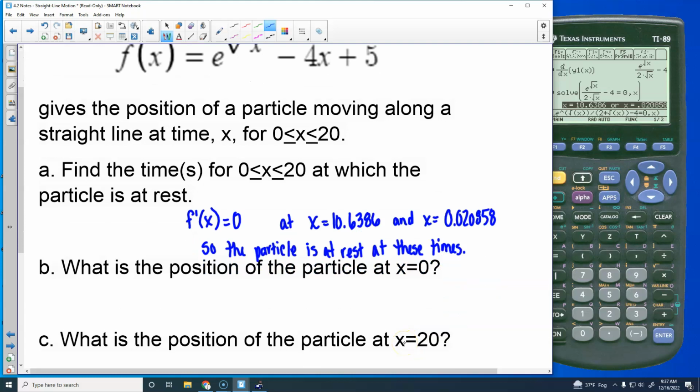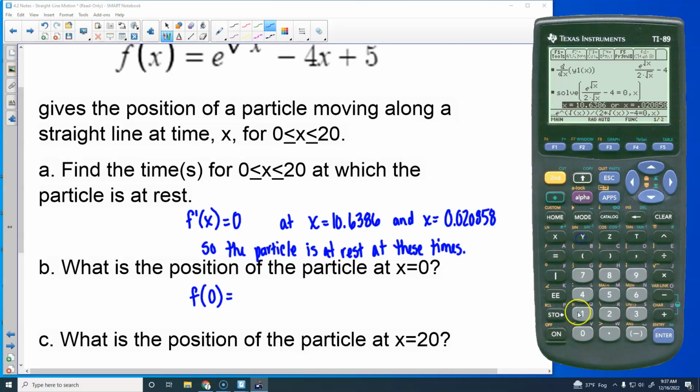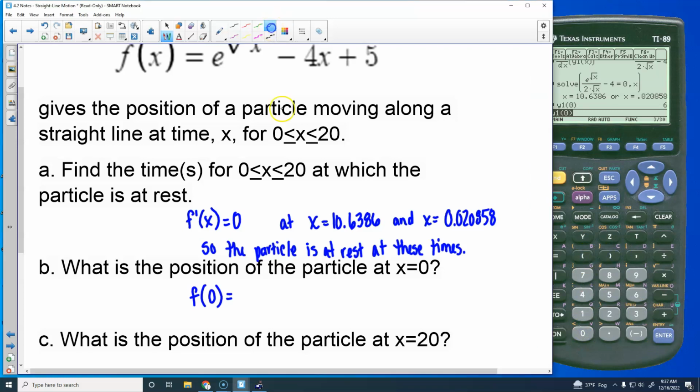All right. B says, what is the position of the particle at x equals 0? Plug in 0 to what? Original function. So we're going to do f of 0. Again, calculator active, you don't have to write anything down except for f of 0. Because you've already got this in y equals, you can just do y1 of 0. We get 6, so we don't really need to hit the green button. So the position at 0 is 6.